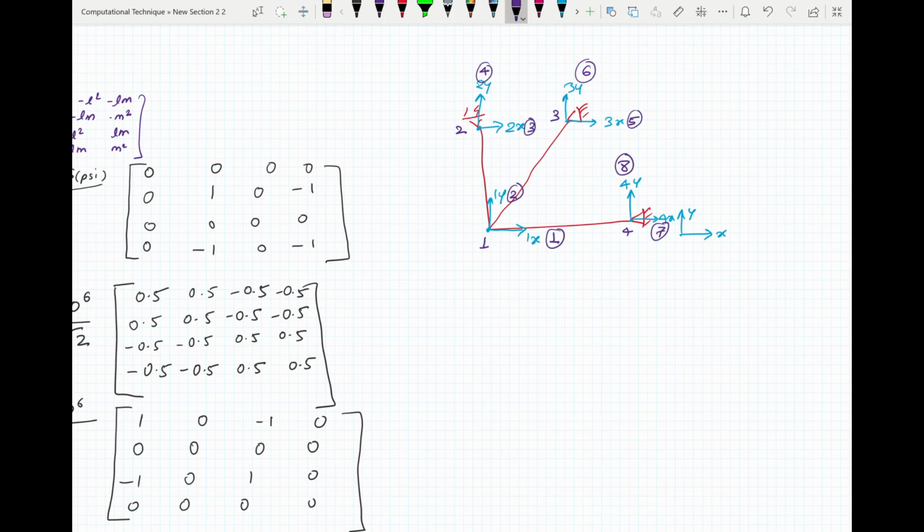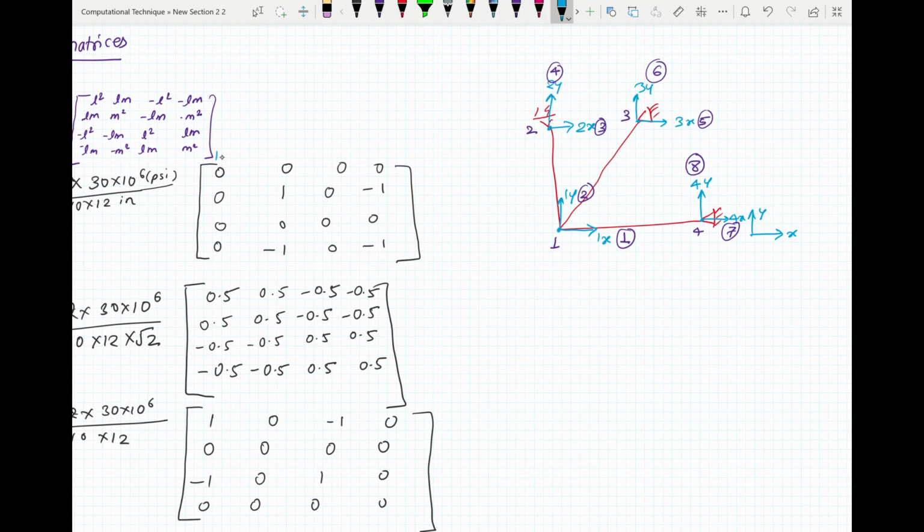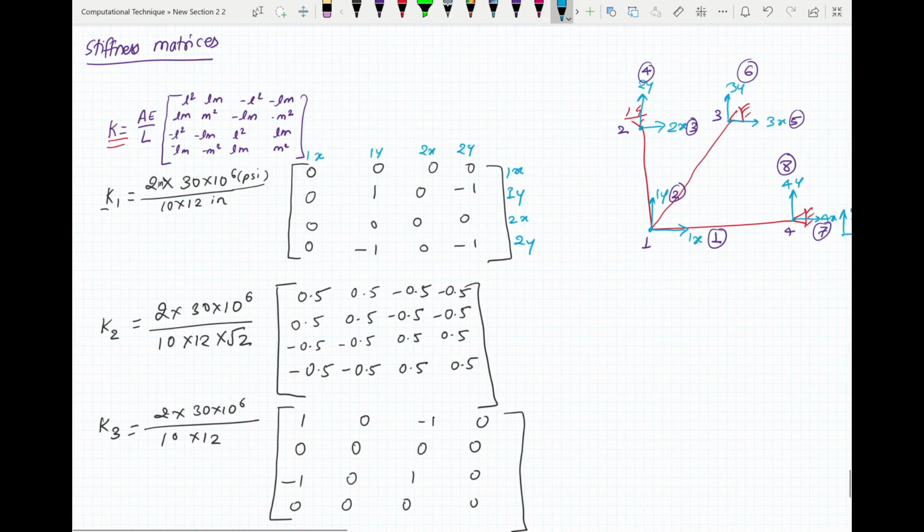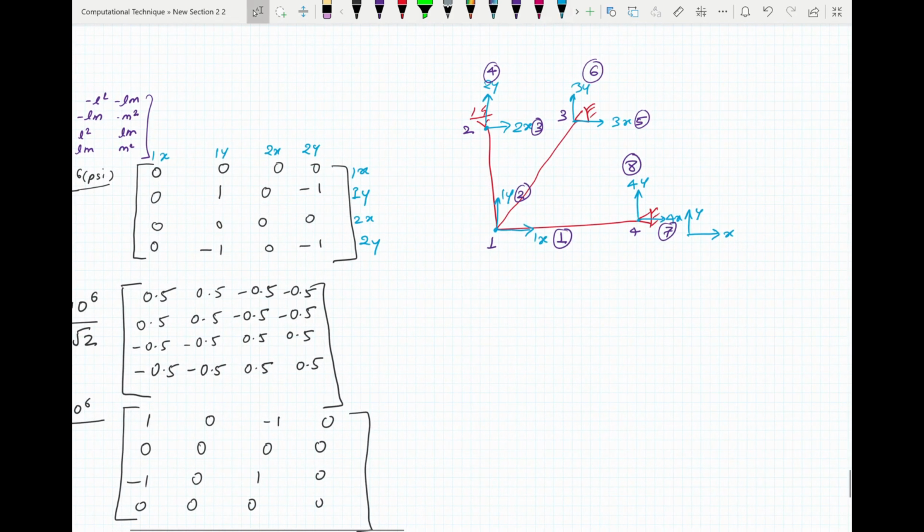So for me, I'll write here 1x, this will be 1y, this will be 2x and this will be 2y. So 1x, 1y, 2x, 2y. For element number 2, it will be 1x, 1y, 3x, 3y. This will also be 1x, 1y, 3x and 3y.